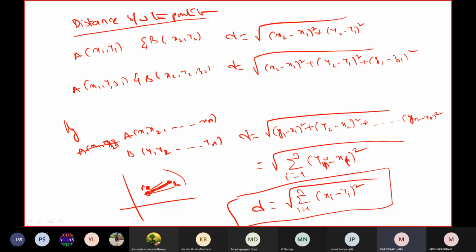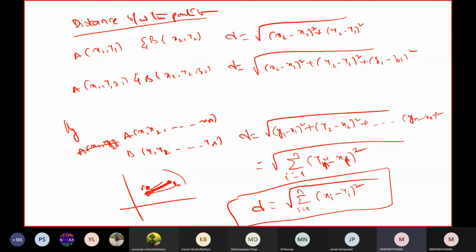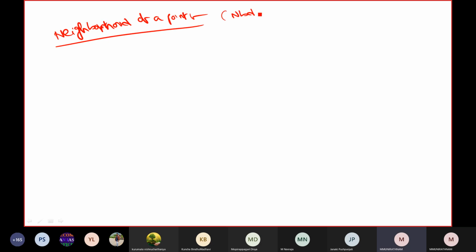Now, look please. This is very important for our concept: neighborhood of a point. Please listen carefully. This is denoted by NBD of A. A is any point, capital A or small a, don't worry.